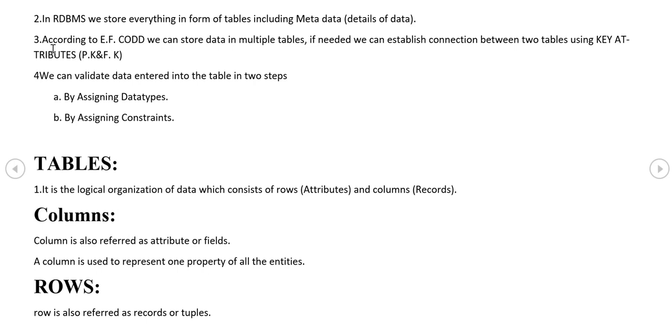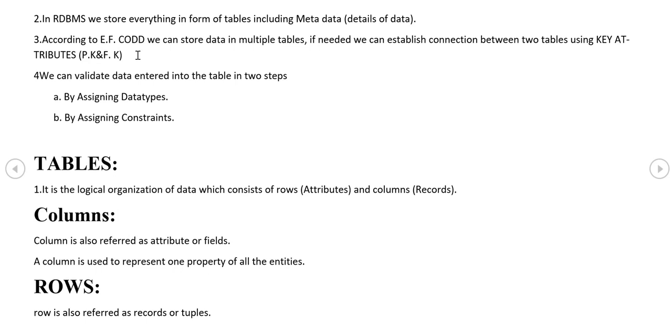Clear? According to EF Codd, we can store data in multiple tables. If needed, we can establish a connection between two tables using key attributes. We can store data in n number of tables. To establish a connection between two tables, we use primary keys and foreign keys. When discussing joins, you will get these two terms. In constraints, we are going to discuss what is foreign key and primary key.